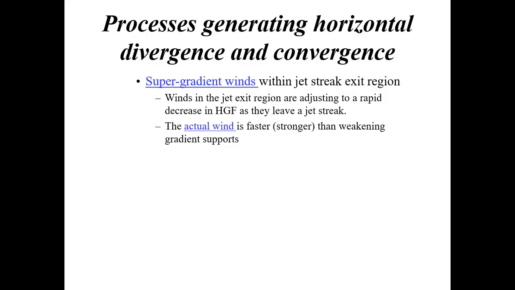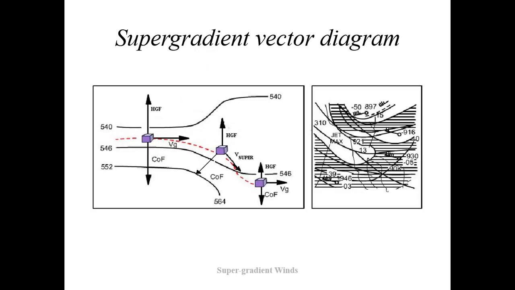And then lastly, we have what's known as super gradient winds. Super, again, being faster or stronger within the jet stream exit region. Winds in the jet exit region are adjusting to a rapid decrease in the height gradient force. So we have the height contours starting to spread apart again and get much further apart from each other. So the actual wind is faster or stronger than the weakening gradient supports. So now with the super gradient wind out at the jet max exit region, see how the solid dark lines are getting further apart here? That's spreading apart due to diffluence.